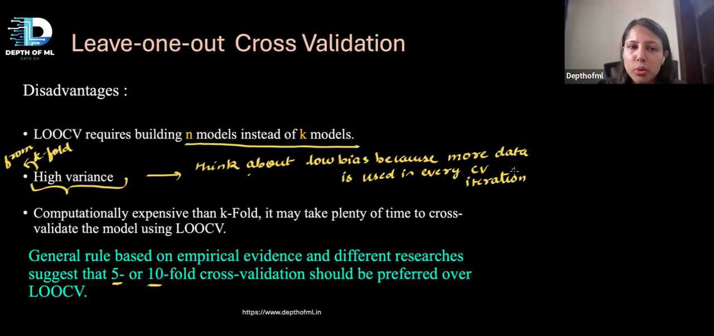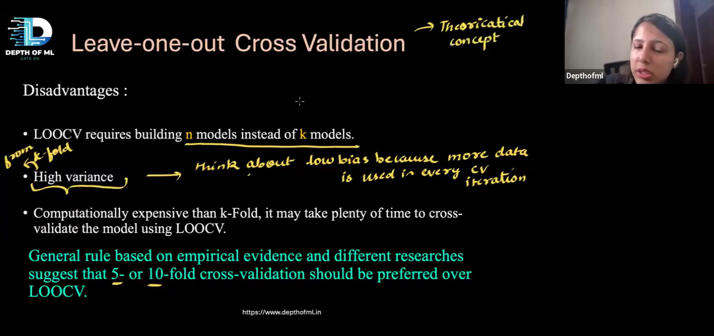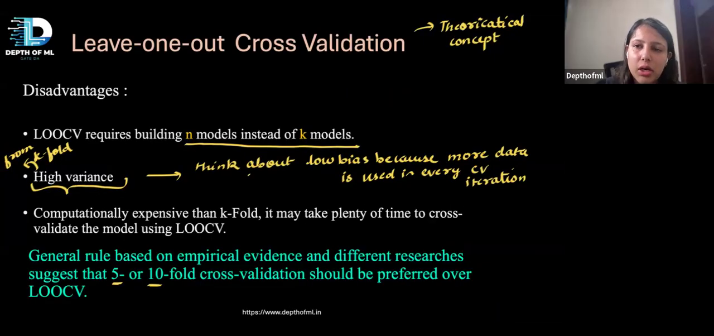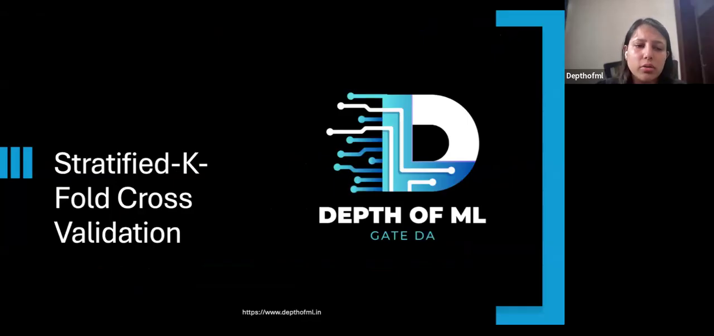Hence, you will not use leave one out cross validation, but it is good from the point of view of theoretical understanding. This is good as a theoretical concept, and questions can be asked on it, like what happens when leave one out cross validation is used compared to K-fold cross validation. Okay, fine. Now let's look at the fourth type of cross validation, and this is the last type of cross validation that we're going to see in this lecture, or in general about cross validation.